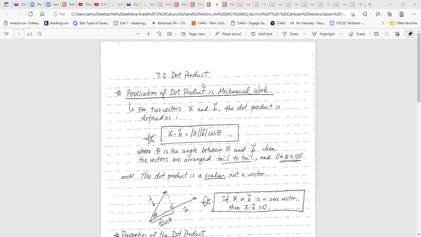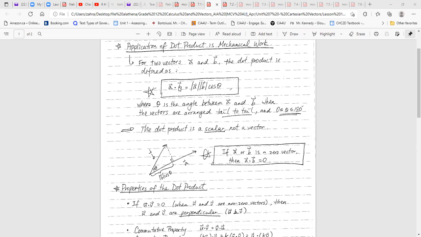7.2 Dot product, application of the dot product, mechanical. So what is a dot product? If you have two vectors, the dot product of two vectors, A dotted with another vector B, is equivalent to the magnitude of vector A multiplied by the magnitude of vector B multiplied by the cosine of the angle between these two vectors.